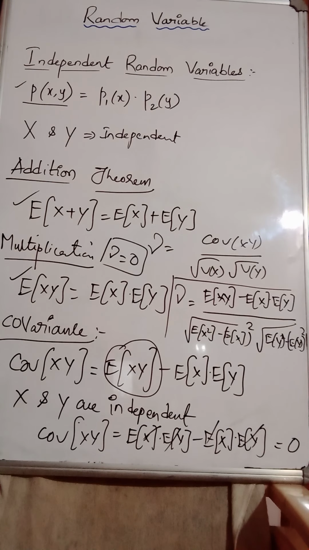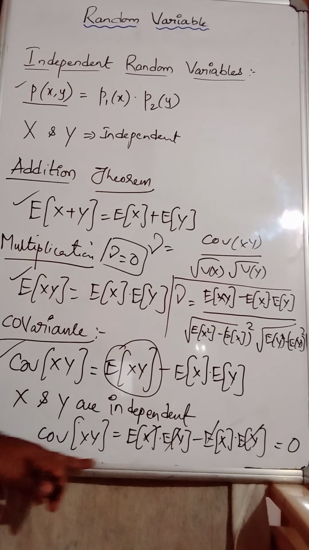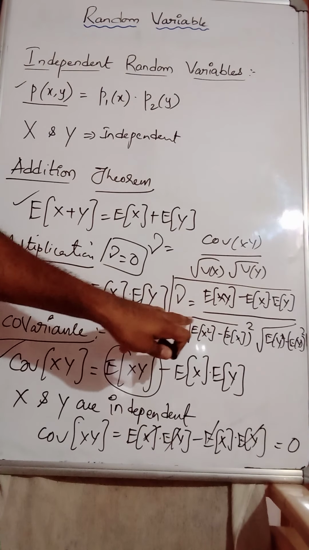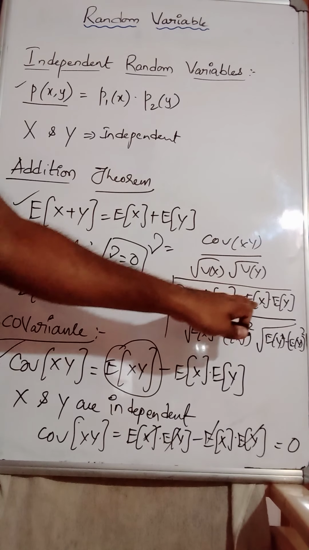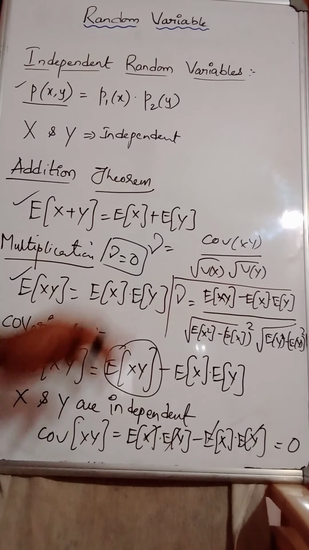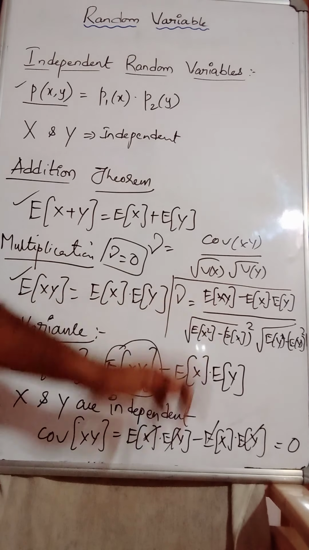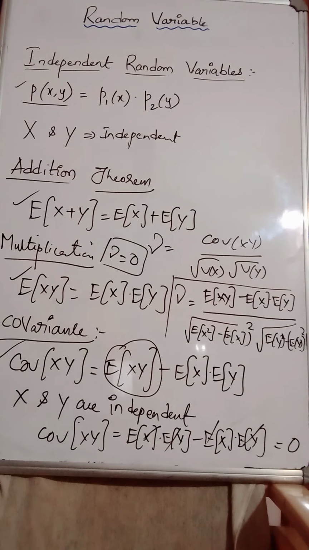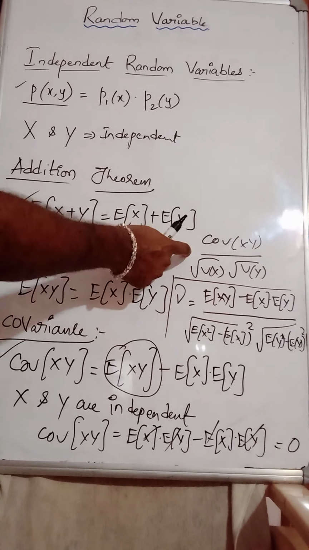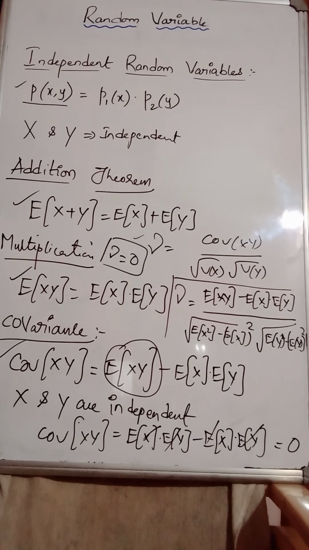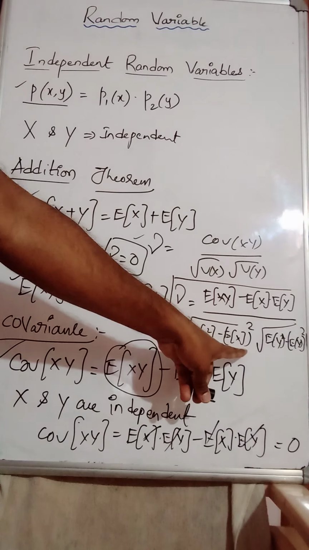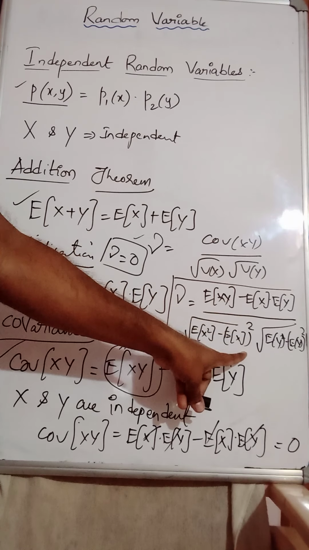Now, let us see what all the formulae we have seen here. One is addition theorem, multiplication theorem, covariance formula. If x and y are independent, then covariance value becomes 0. And this is a formula of gamma, correlation coefficient: expectation of xy minus expectation of x into expectation of y divided by square root of variance of x into square root of variance of y. So gamma equals covariance of xy by root of variance of x into root of variance of y. If you simplify in terms of expectations, this is the formula.